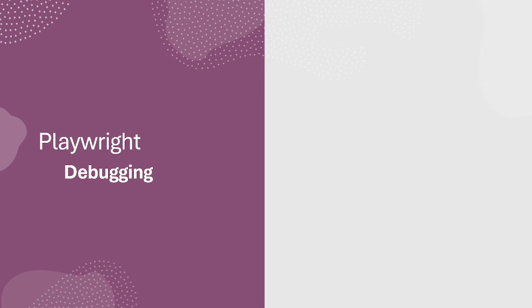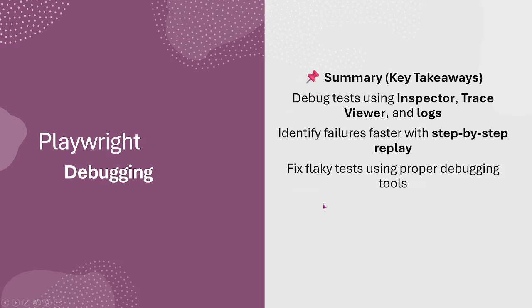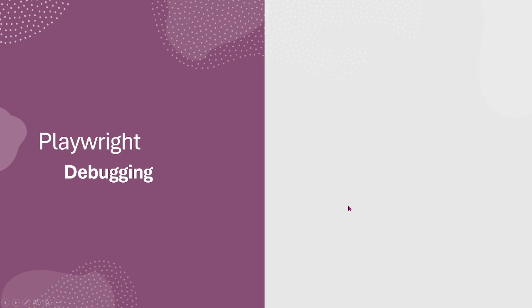Today I will talk about the Playwright Debugger. The debugger uses the inspector, trace viewer, and logs. Identify failures faster with step-by-step replay. Fix flaky tests by using proper debugging tools.